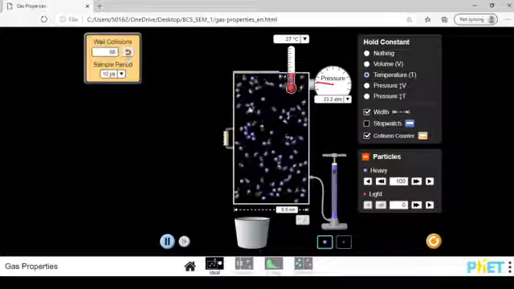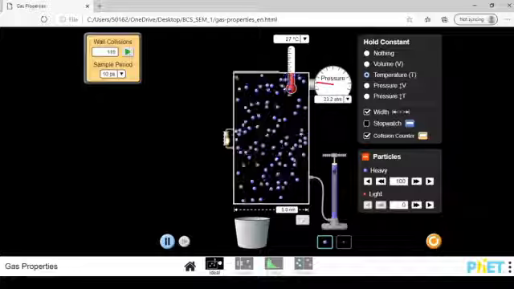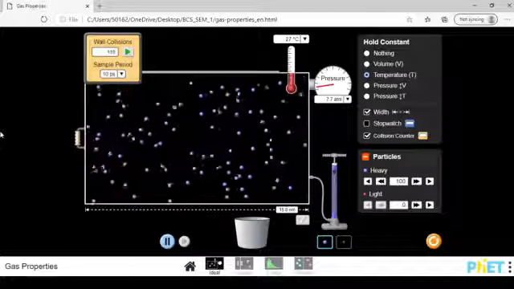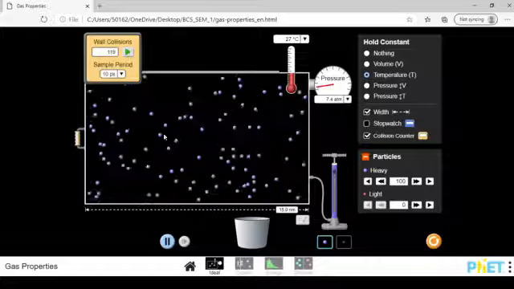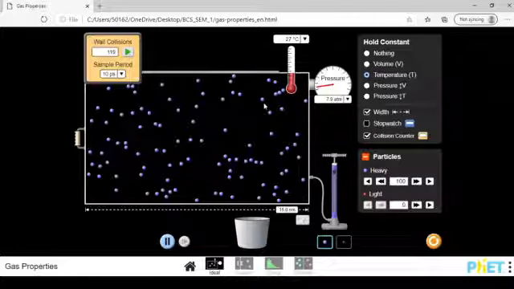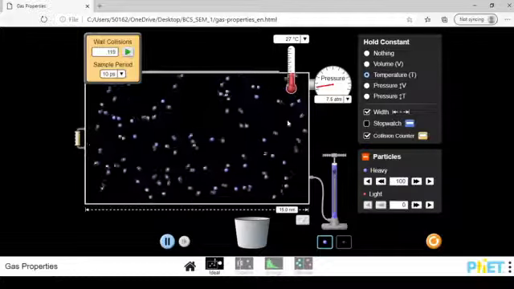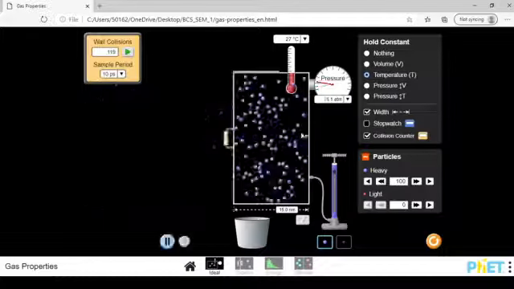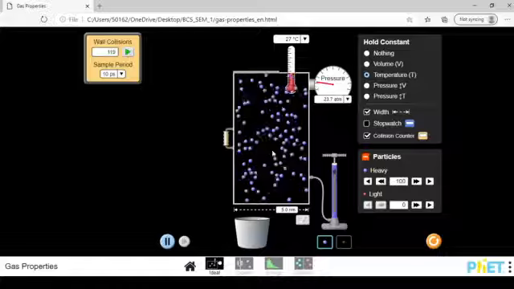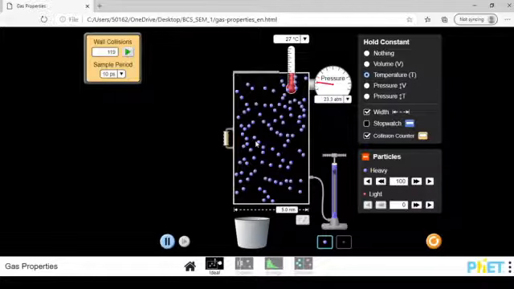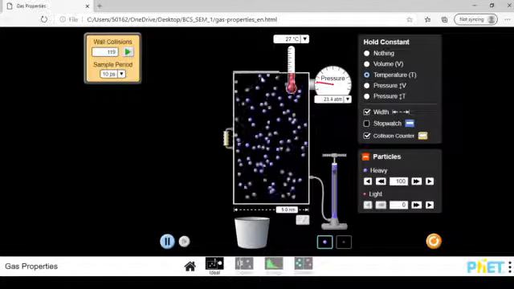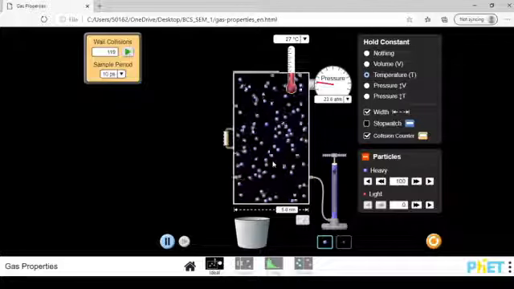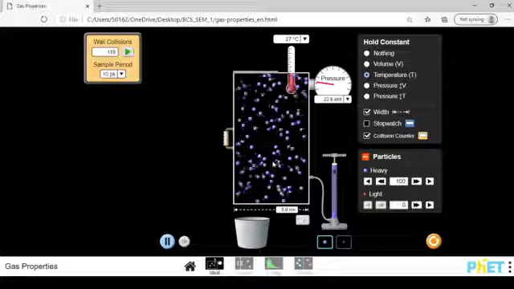Okay, and let's see what the collision count is there. You see that the collision count here is larger compared to that of a bigger volume. Why? Because the particles in the bigger volume have more space to roam about, while here, if we decrease it, the amount of particles or matter is still in there, but they have less space to run about, so they hit the container much more often. And so this is what we call Boyle's Law.